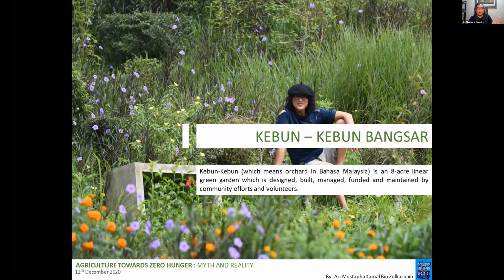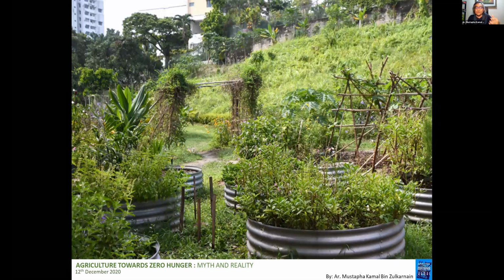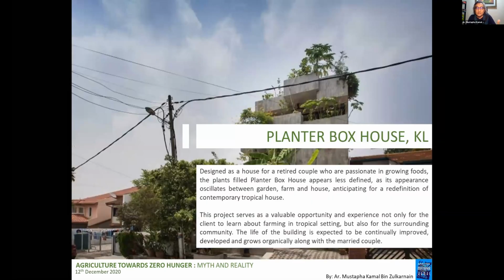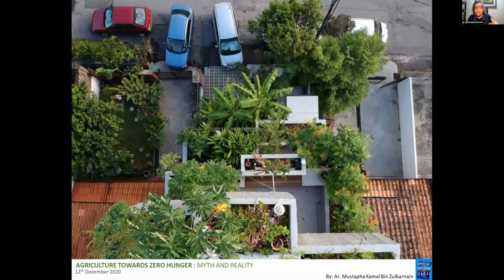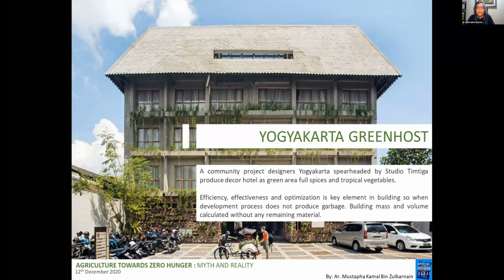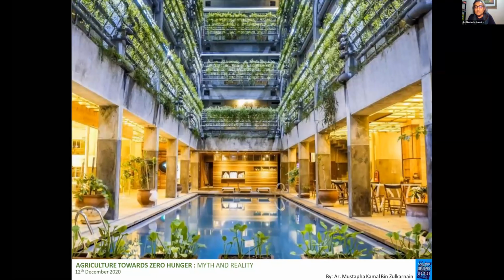In Kuala Lumpur, we've got kebun bangsa. We plant in places under the power lines. These give good and fast access to daily food, and room for animal rearing. In the city, we are encouraging those things. In planter boxes, in terrace houses, people grow food in their house itself, so that they are self-reliant on food, especially during COVID. In Indonesia, they also have hotels with rooftops and railings to plant trees.